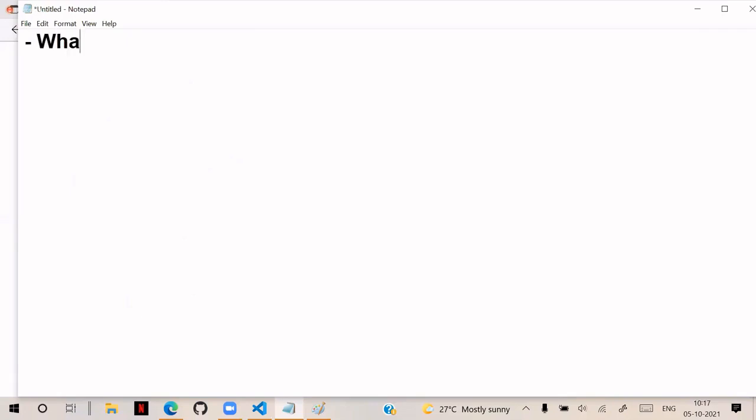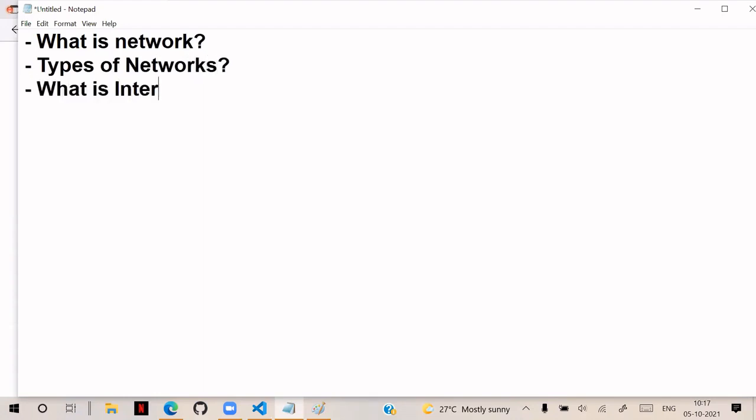What are the points we discussed? What is network, right? First one, what is network? Second one, what are the types of networks? And what is internet? And what is web? What is difference between internet and web? I told you. Internet is a wide area network without any restrictions. Web is a portion of internet with restricted access. Who introduced the concept of web? Tim Berners-Lee.